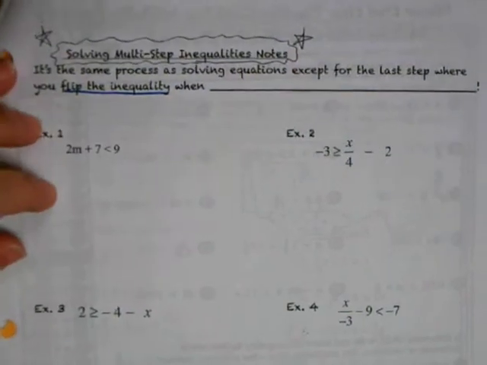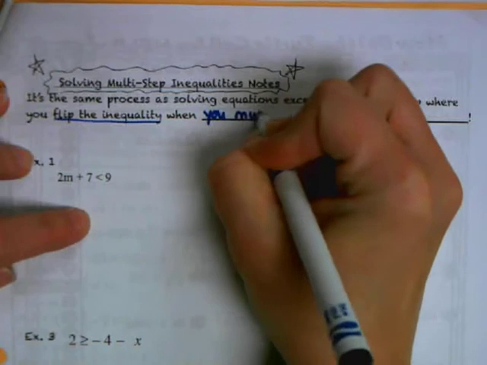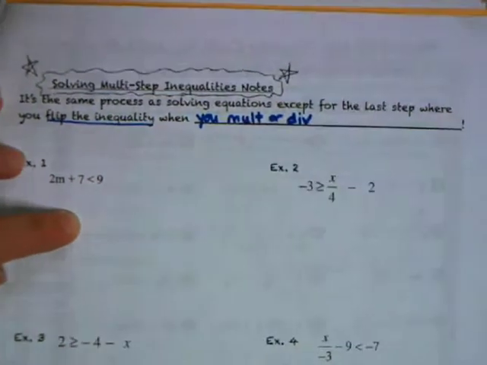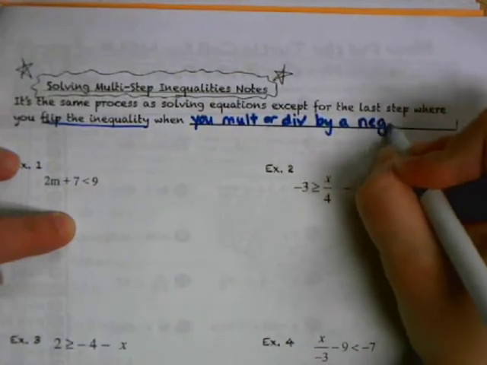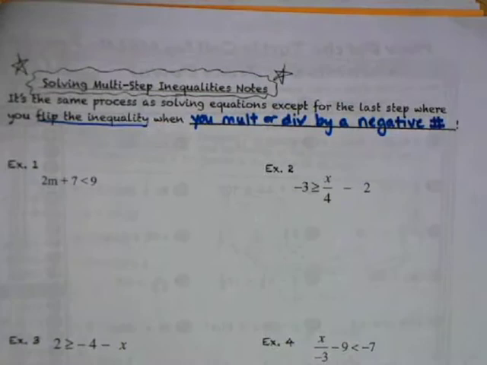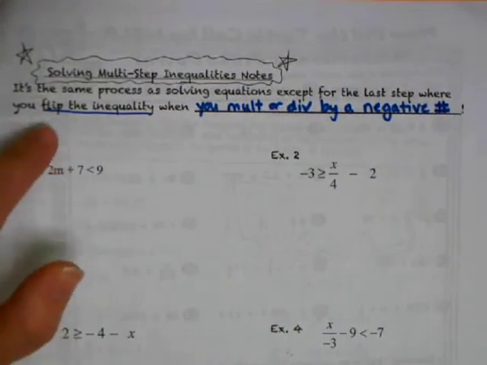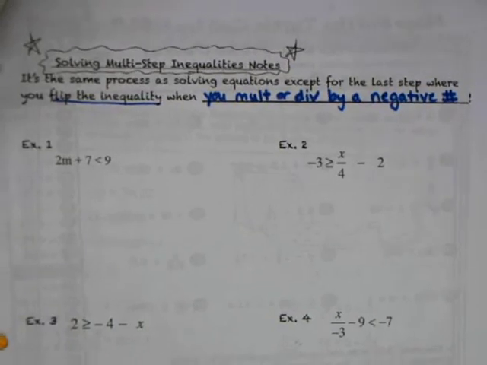When do you do that? Not every time, but when you multiply or divide by a negative number. So if you multiply or divide by a negative number, at any point you've got to flip the sign, flip the inequality. All right. You got that?